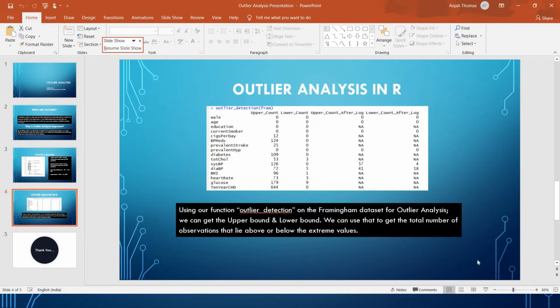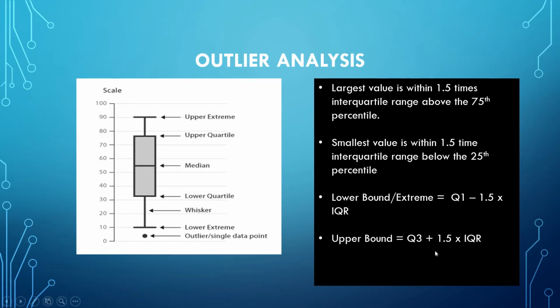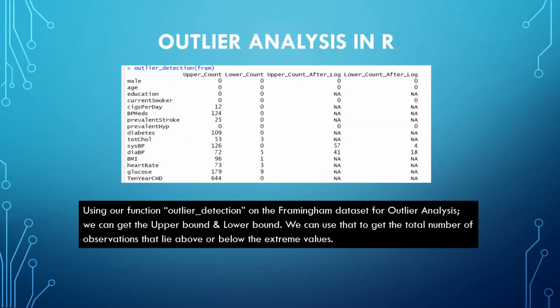Over here, you can see the output. On the left hand side, the first column lists all the columns of the data frame. The next column is upper count, which represents the number of outliers which cross the upper boundary. The second column is lower count, which tells us the number of outliers which were below the lower bound, which was Q1 minus 1.5 times the interquartile range. Similarly, the last two columns are the same thing, only after log has been applied.